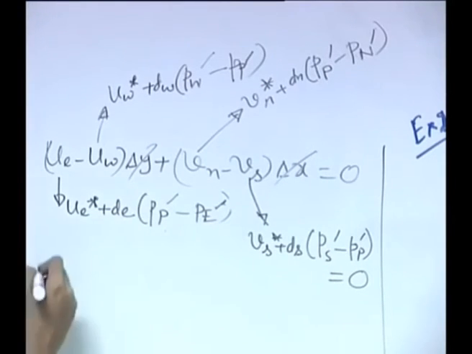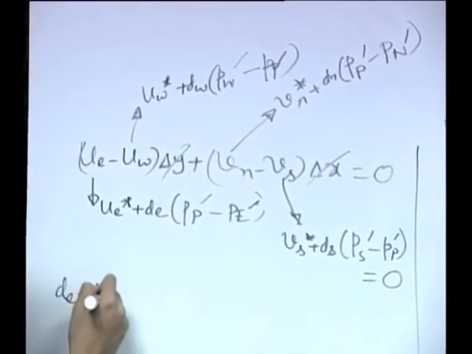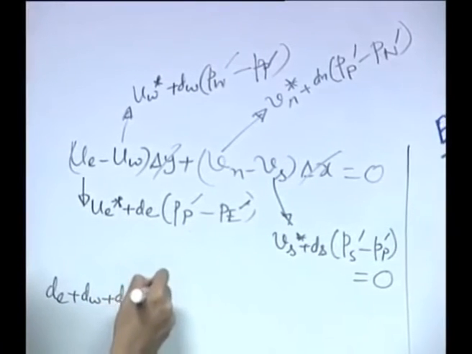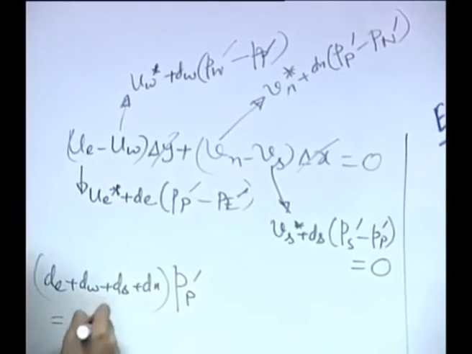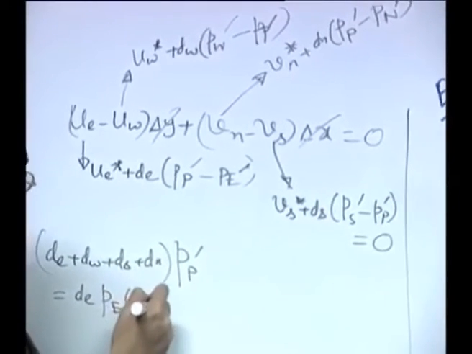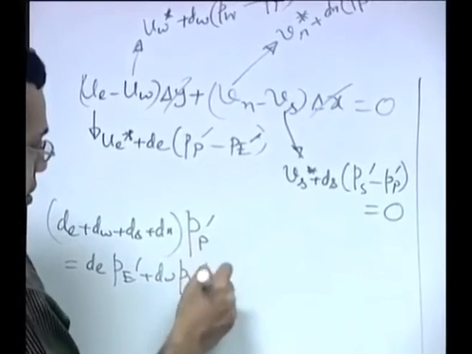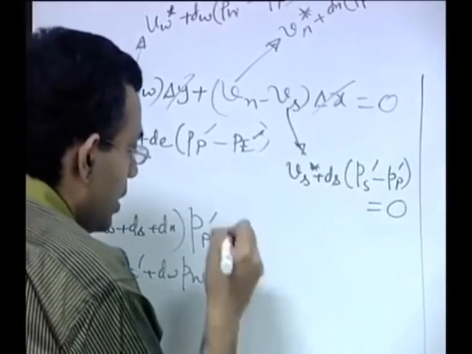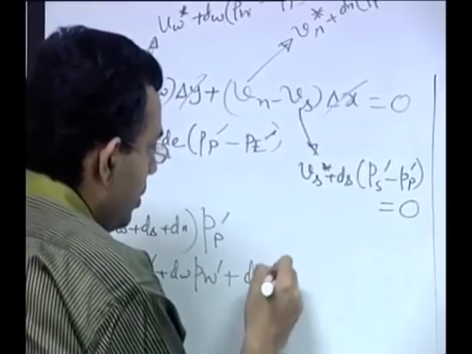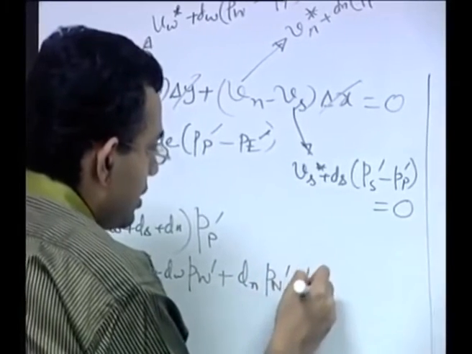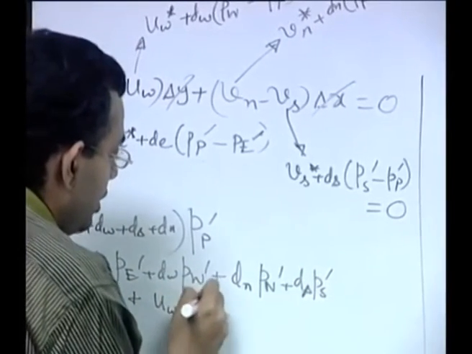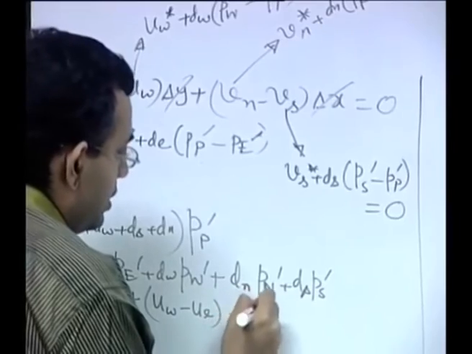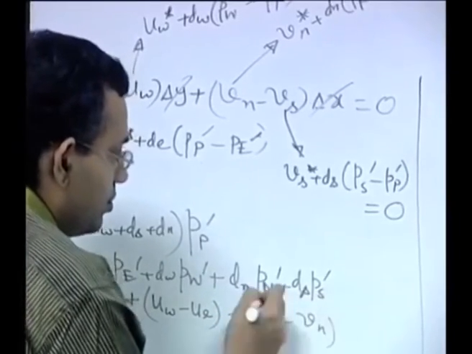So, if you assemble it, it will be dE plus dW plus dS plus dN times Pp dash is equal to dE Pe dash plus dW Pw dash plus dN Pn dash plus dS Ps dash plus Uw star minus Ue star plus Vs star minus Vn star, which is the mass source term.